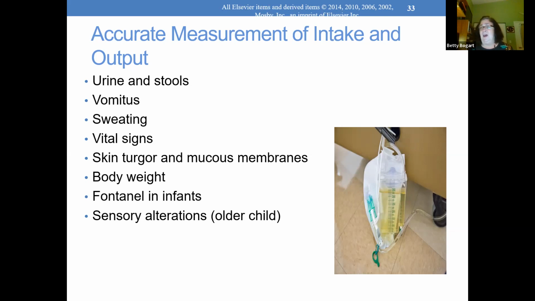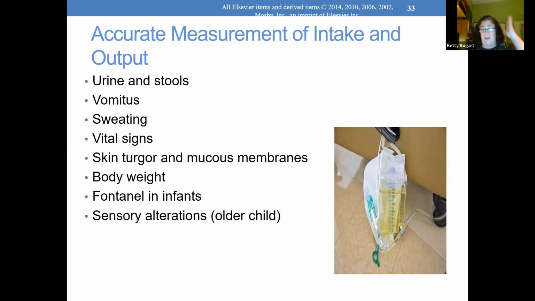Vital signs tell you a lot. I mean, dehydrated: elevated heart rate, decreased blood pressure, absolutely. Prolonged capillary refill, you're going to see decreased urine output. You're going to see decrease in body weight. All of these things are really showing you this child's dehydrated.